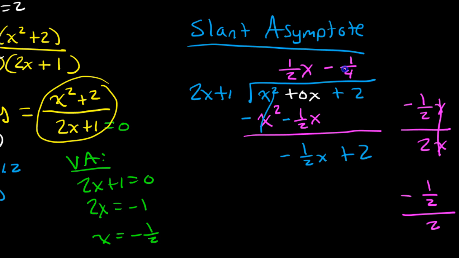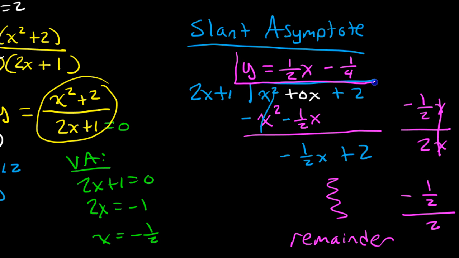Now I could keep going and I could multiply, but I'm already at the constant. That means whatever comes next is just going to be the remainder. And I don't need the remainder for the slant asymptote. The slant asymptote is just going to be this part at the top. So y equals 1/2 x minus 1/4. That's my slant asymptote.